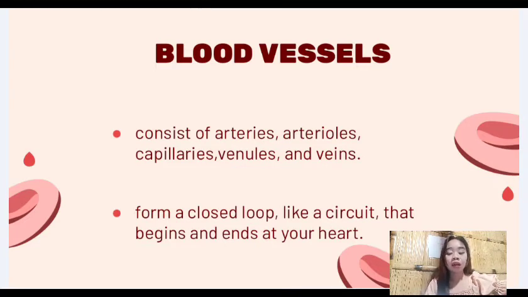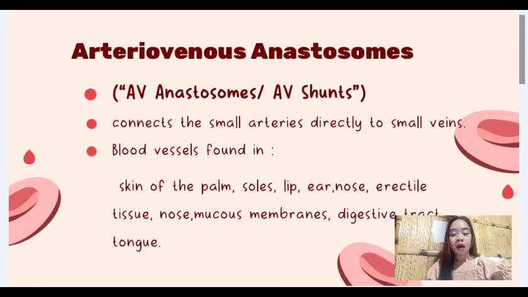So now let us go to the general pattern of organization. The general pattern of organization of blood vessels dictates that capillaries should occur between arteries and veins, but this pattern is broken by arteriovenous anastomoses and portal systems that I will be discussing more later. Next, we will go on to know what arteriovenous anastomoses are.